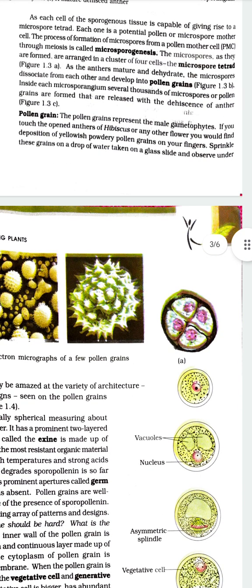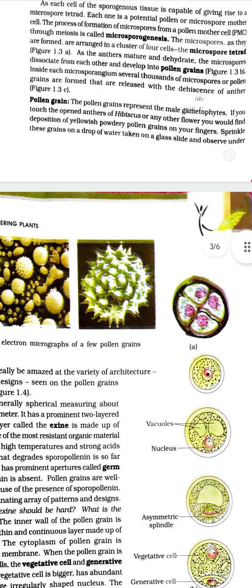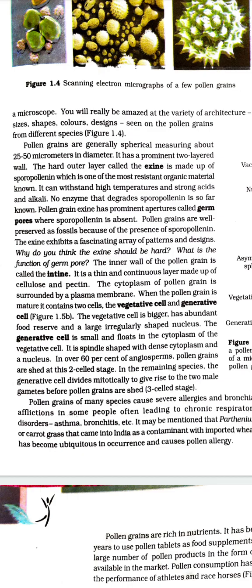Now pollen grains represent male gametophytes, as I have said before. If I touch the hibiscus, you will see the powdery pollen grains. We see the long filament. Now let's discuss what pollen grains are.